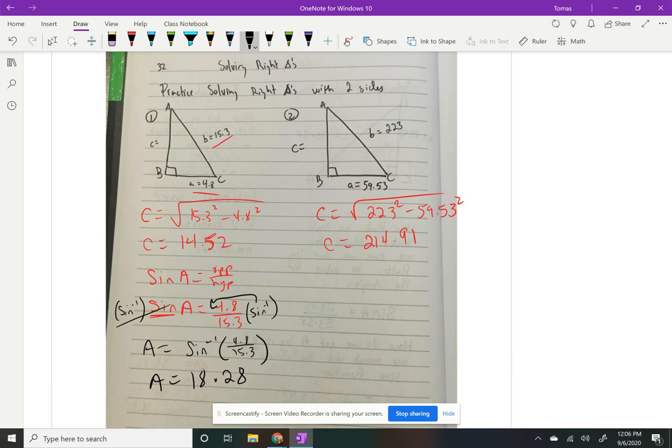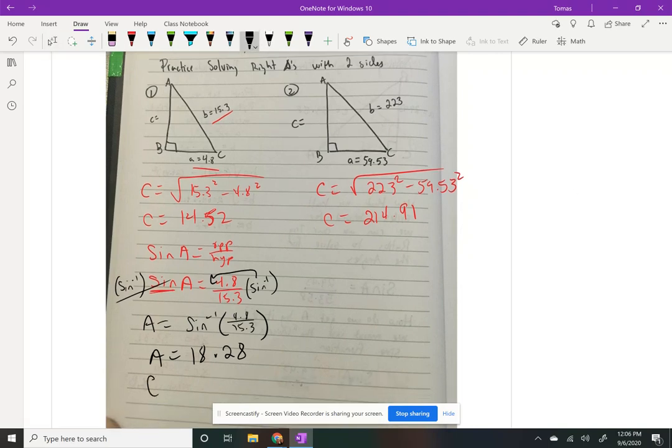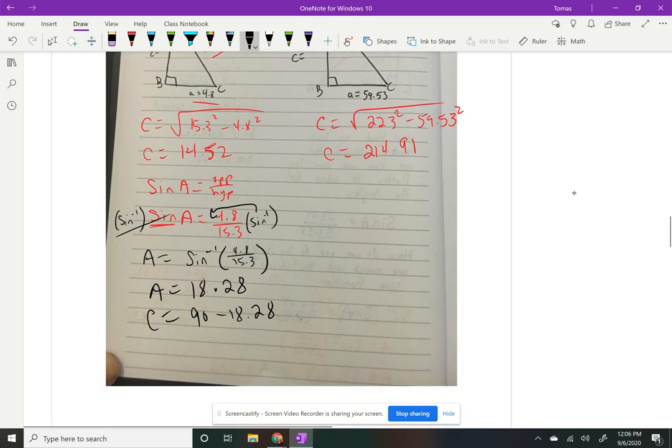Okay, so then how do I find angle B? I'm sorry, angle B we already know. How do I find angle C? Well, all I have to do is take 90 and subtract this. So 90 minus 18.28, and my angle C equals 71.72.